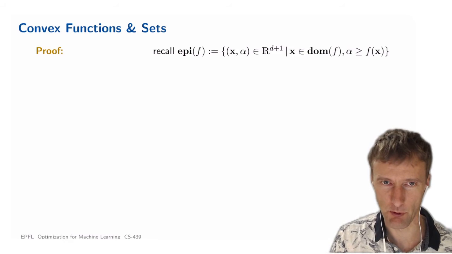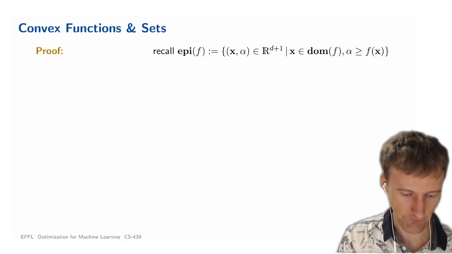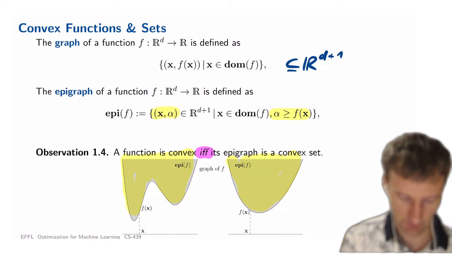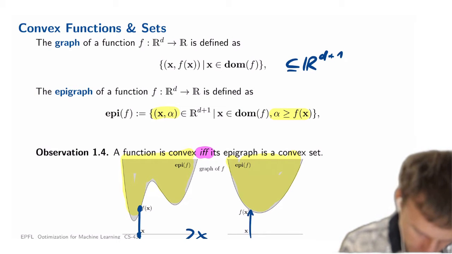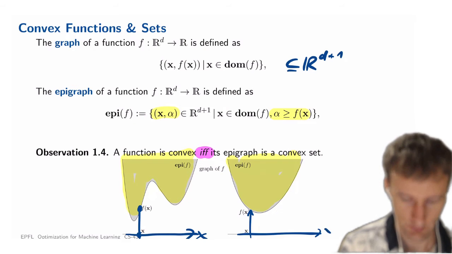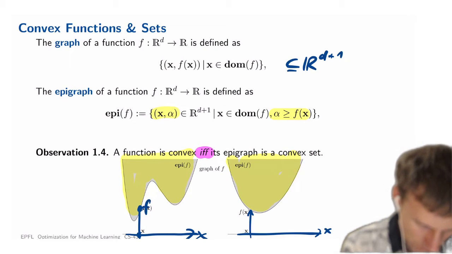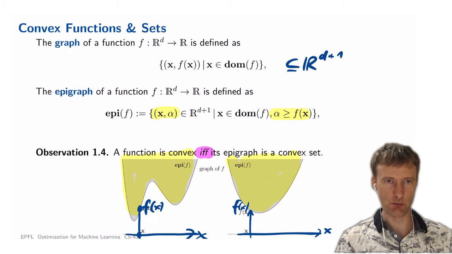It's again kind of a warm-up, but I really suggest you do this one yourself to be sure how this works. So what we want to prove is that the function, again, here you have your x-axis, and then here is your f of x, and then the sets are here in d+1 dimensions, and we want to prove this equivalence.